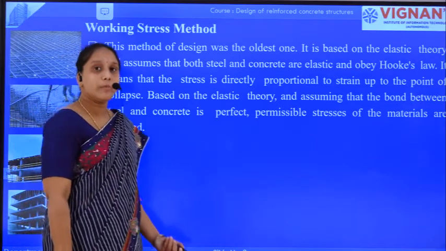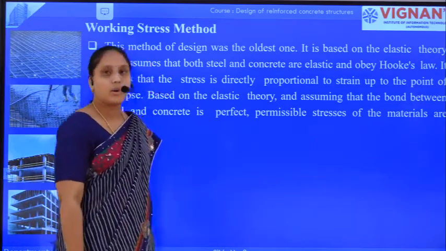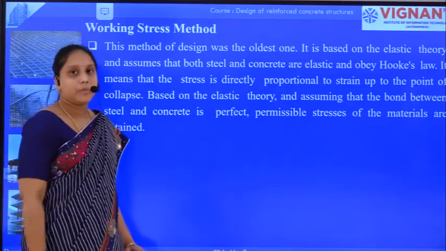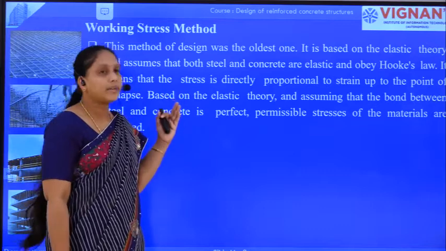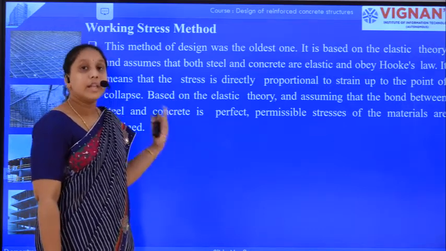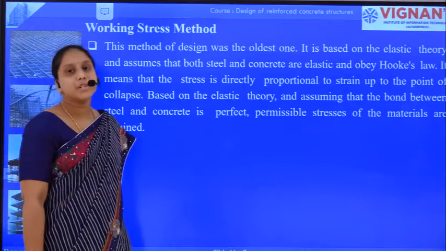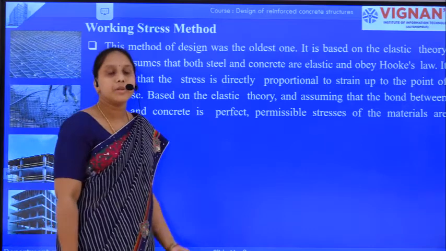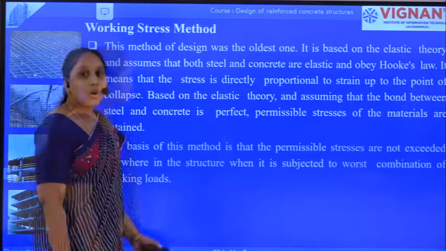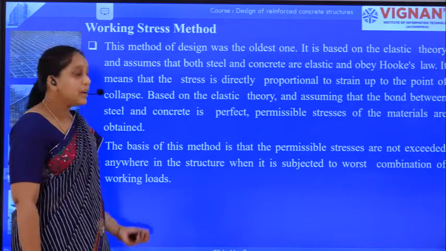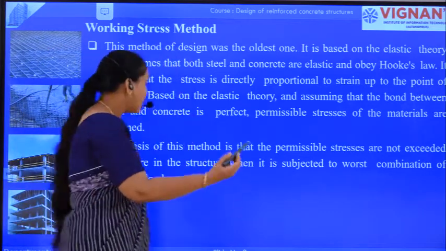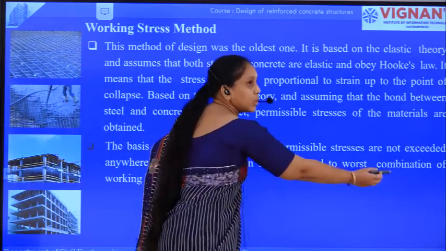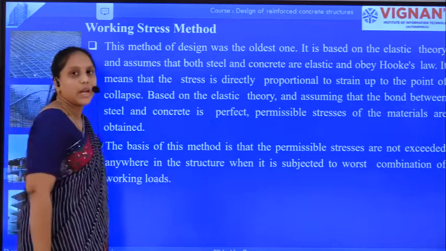That is, there is a good bond between the steel and the concrete, and the permissible stresses of the materials are obtained. So taking all these points, they have found out the permissible stresses of the materials, the concrete as well as the steel, and for those permissible stresses they have designed. In the working stress method, the permissible stresses are not exceeded anywhere in the structure when it is subjected to the worst combination of working loads.